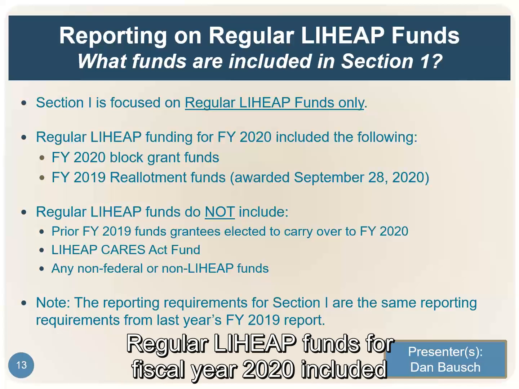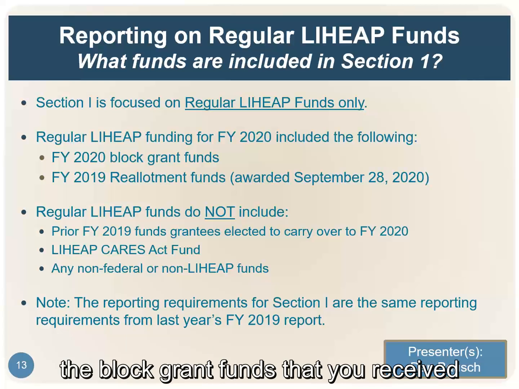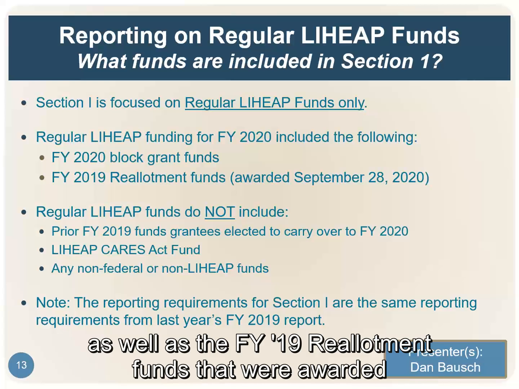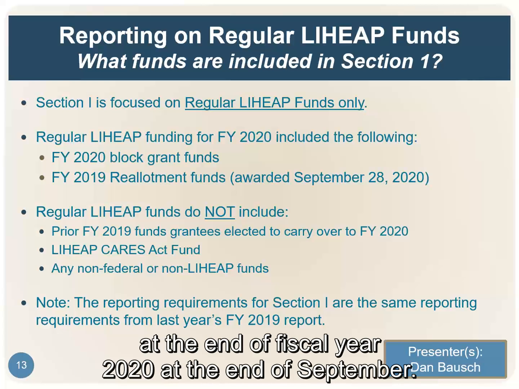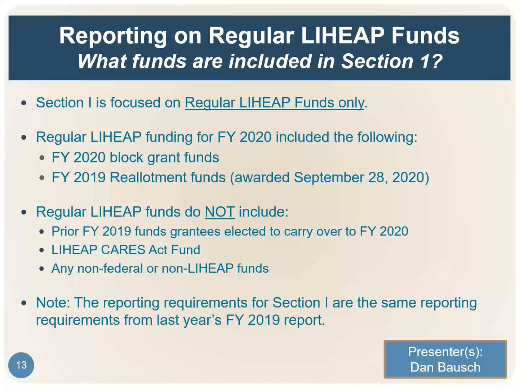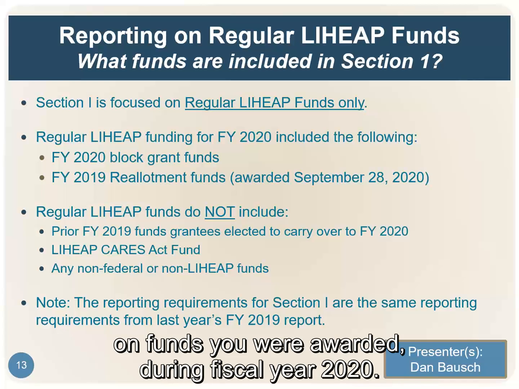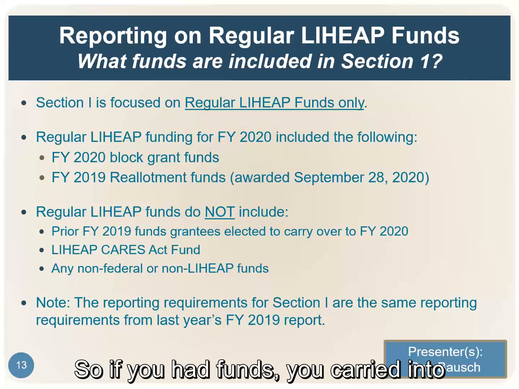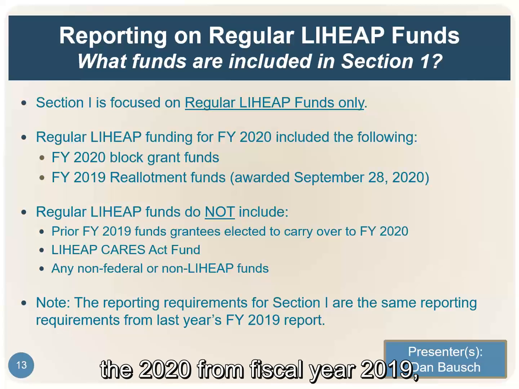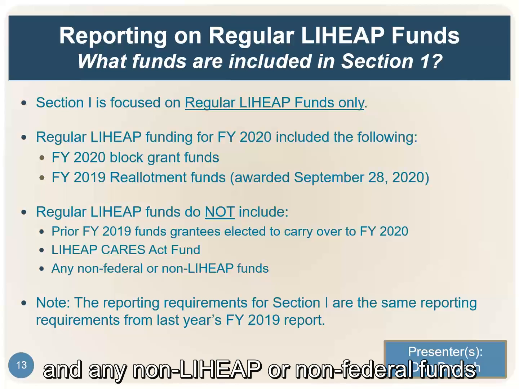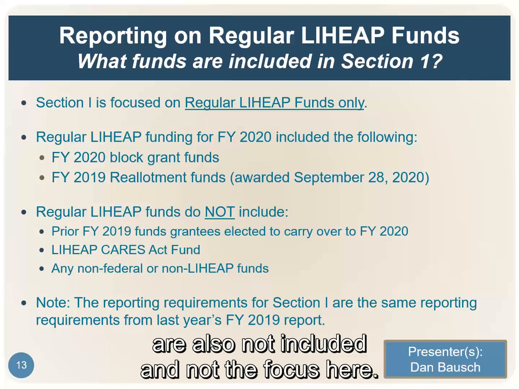Regular LIHEAP funds for fiscal year 2020 included the block grant funds that you received at the beginning of fiscal year 2020, as well as the FY19 reallotment funds that were awarded at the end of fiscal year 2020, at the end of September. The Carryover Reallotment Report is focused on funds you were awarded during fiscal year 2020. So if you had funds you carried into 2020 from fiscal year 2019, those aren't included in this report. And any non-LIHEAP or non-federal funds are also not included and not the focus here.